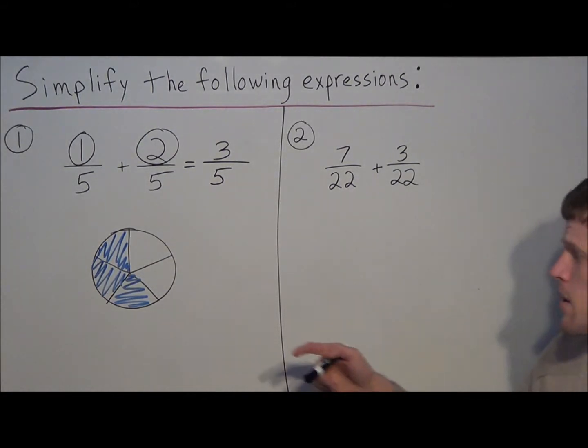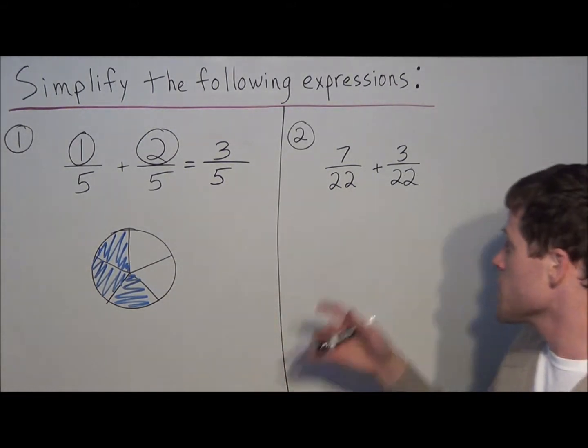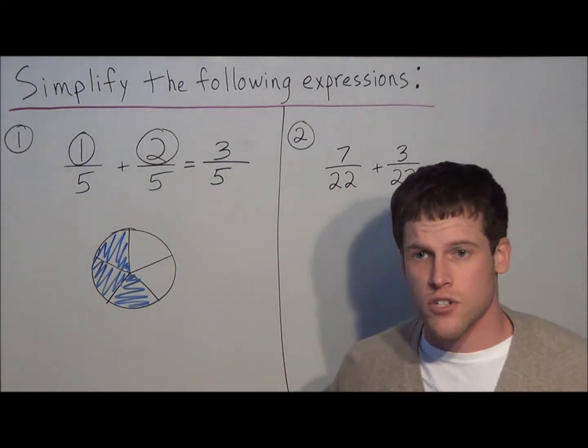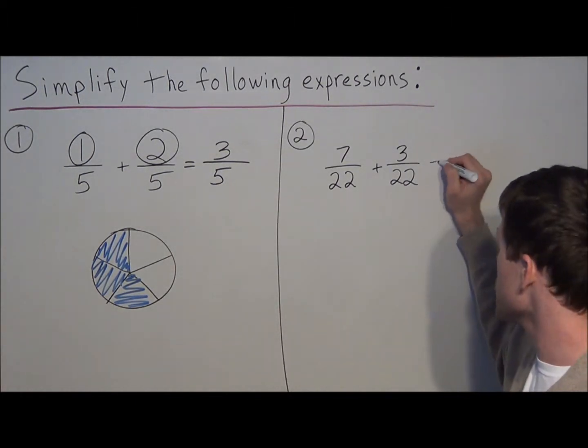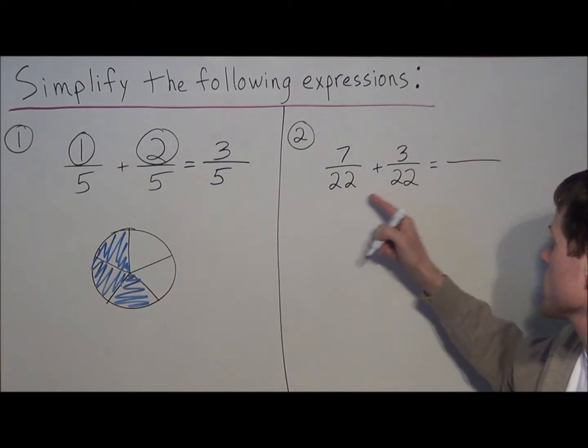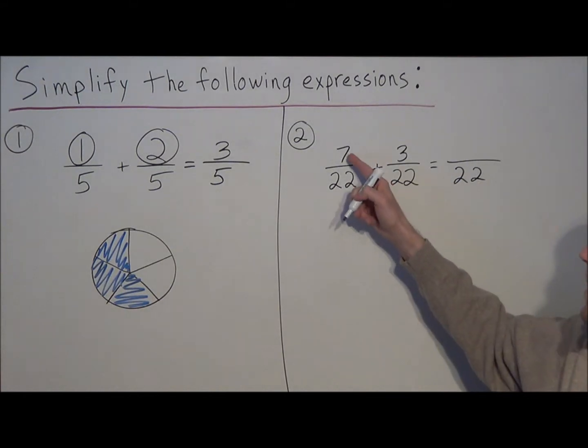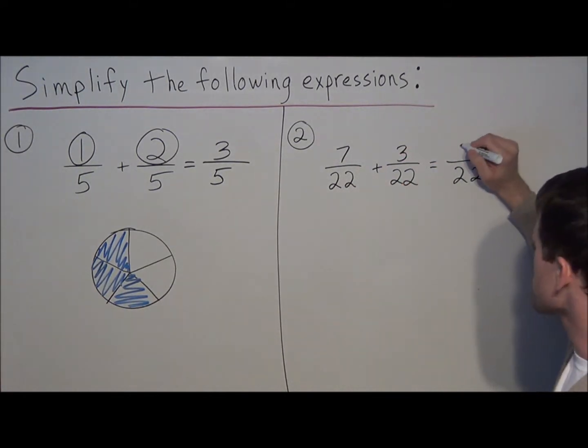So that's why the denominator is not going to change, in case you have trouble trusting that rule. But then next, we think about, well, why do we want to trust this rule? It's because we're not going to draw a pizza pie cut into 22 pieces. But now we just have to trust that when we add these two fractions, the denominator is not going to change in our answer. All we're going to add is 7 plus 3, which is 10.